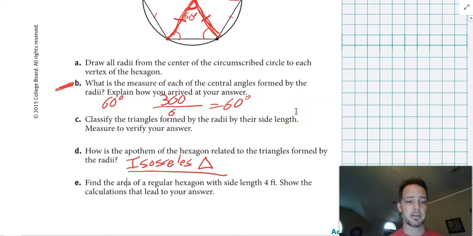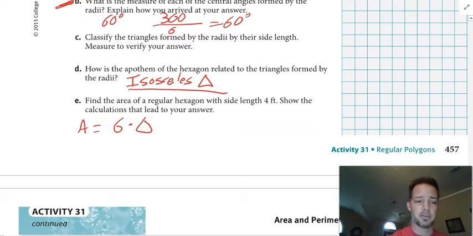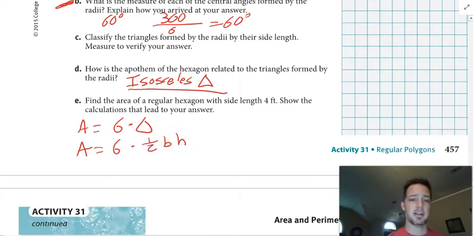Find the area of a regular hexagon with a side length of 4. Show our calculations. Regular hexagon. So area equals, let's look at one of the triangles. 6 times the area of one of those triangles, or area equals 6 times 1/2 base times height. So if the side of this is 4, I already know the base is going to be 4.